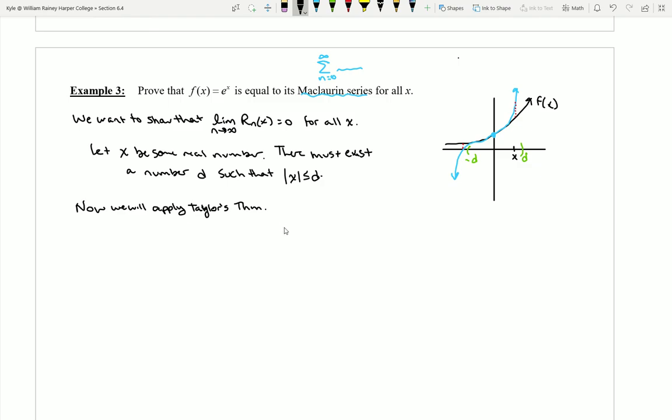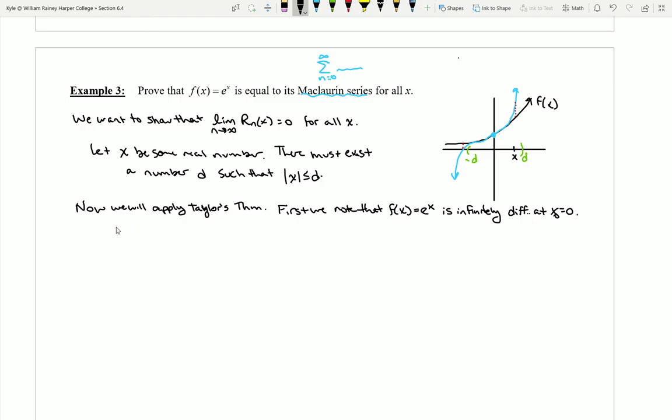Okay, so here's how we do this. First, we note that f of x equaling e to the x is, again, infinitely differentiable at x naught, which is equal to 0. Right? Definitely is going to meet that condition.